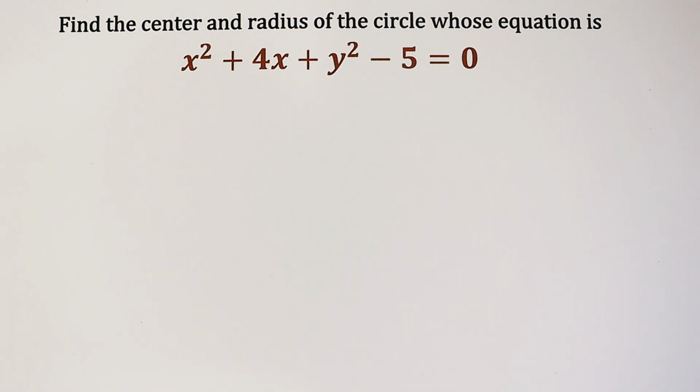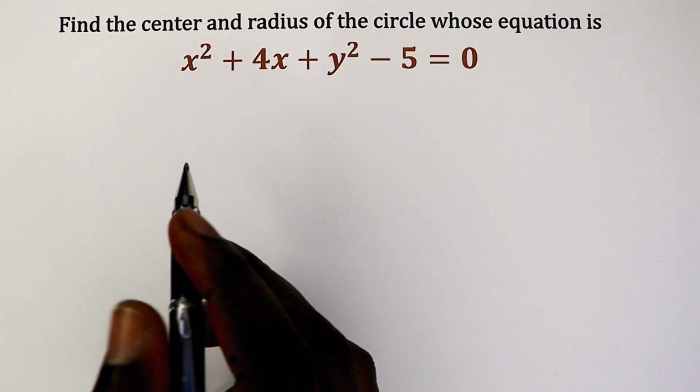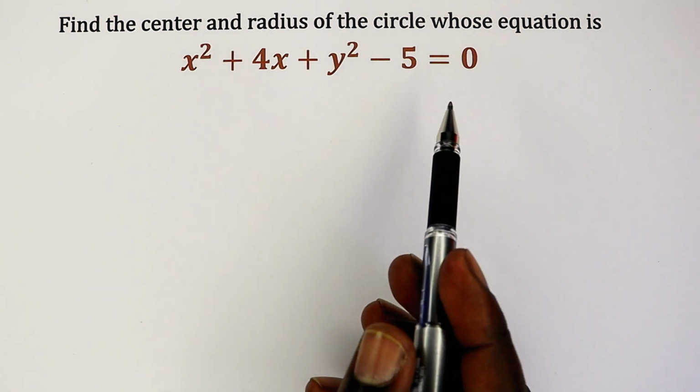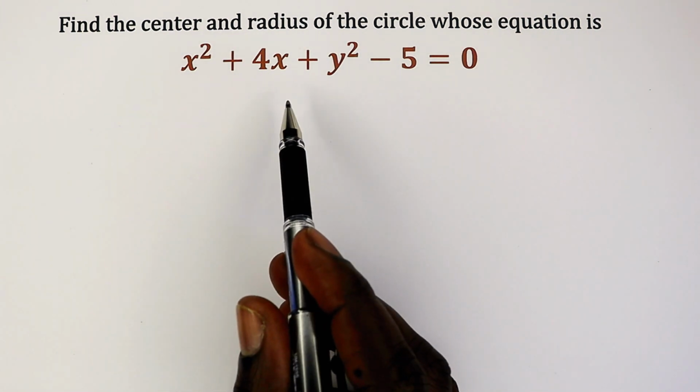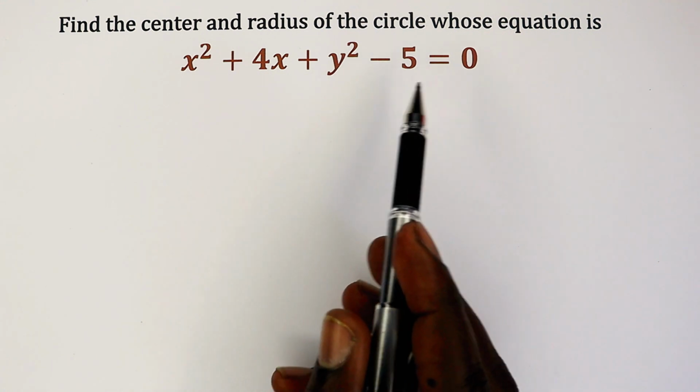In this video, we're going to learn how to obtain the center and the radius of a circle given the equation. So we are told to find the center and the radius of the circle whose equation is x squared plus 4x plus y squared minus 5 is equal to 0.